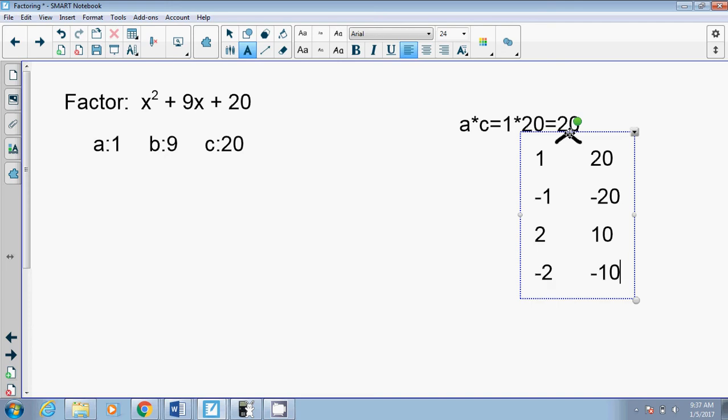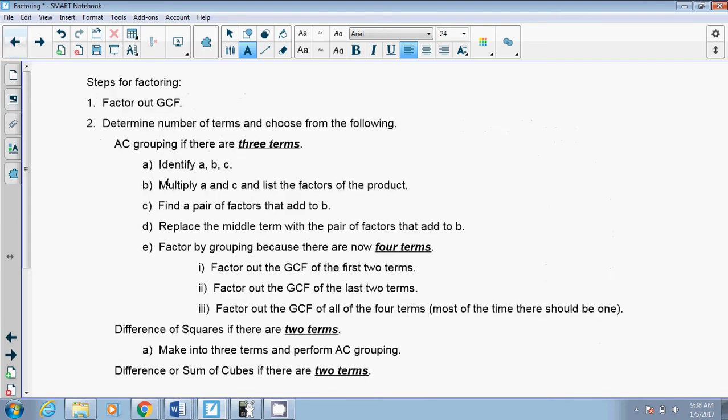3 does not evenly divide into 20, but 4 does. So I have 4 and 5, which means I also have -4 and -5. And then 5, I already have listed, so I'm kind of cycling up the back side. So these are all of my pairs of factors of 20. So I had listed all the pairs of factors like it told me to do in Part B. I multiplied A and C and I listed the factors.